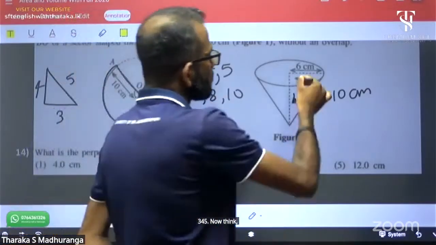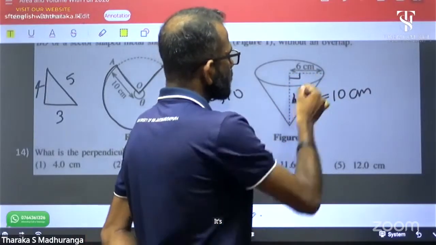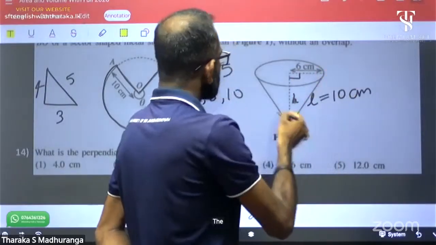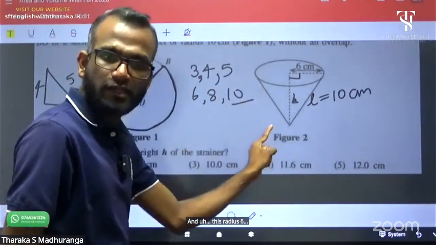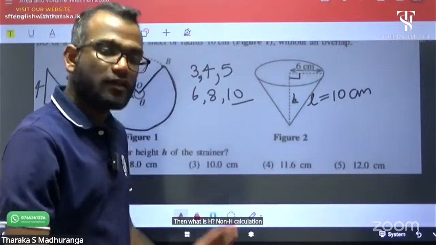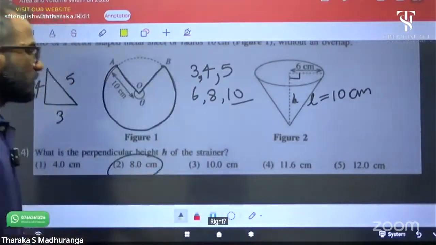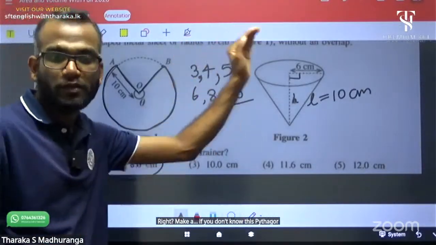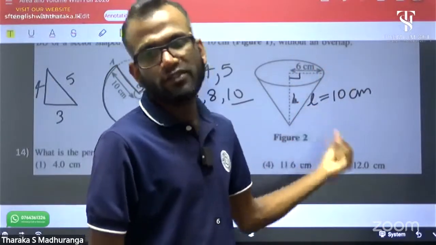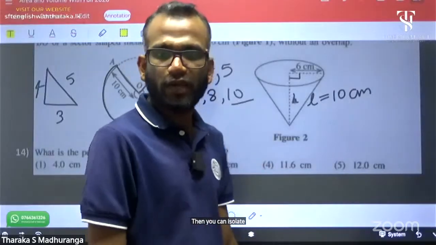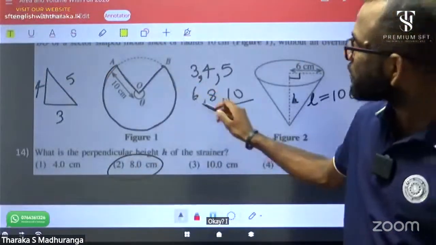Now think, it's a right angle triangle. The hypotenuse side is 10 and this radius is 6. Then what is h? No need for calculation. It is 8. If you don't know this Pythagoras triple, you can use the Pythagoras theorem: 10 squared equals 6 squared plus h squared. Then you can isolate h squared and get the square root. It is 8.